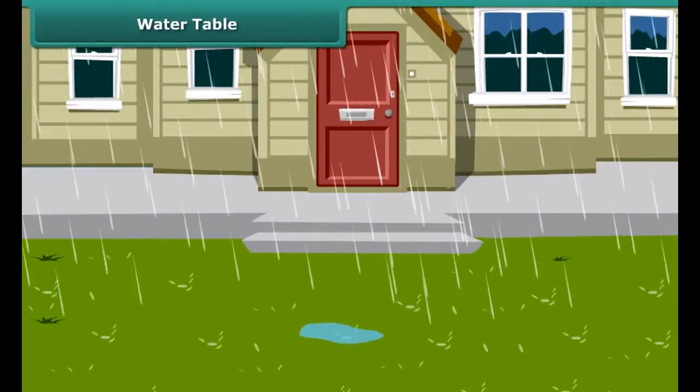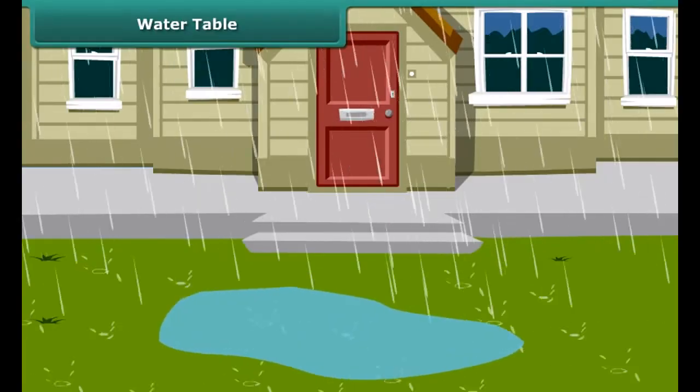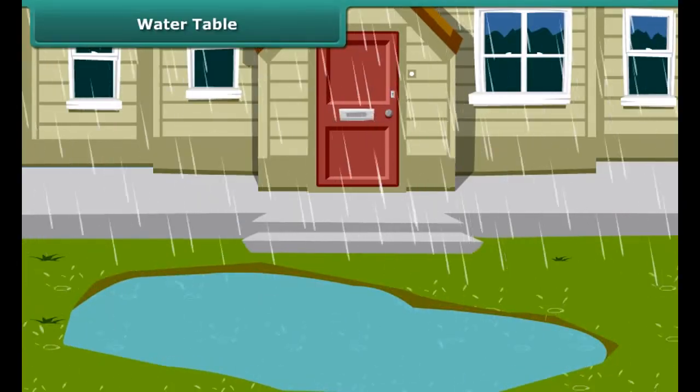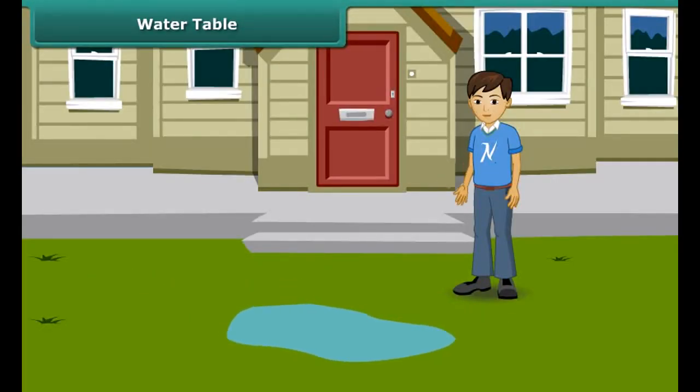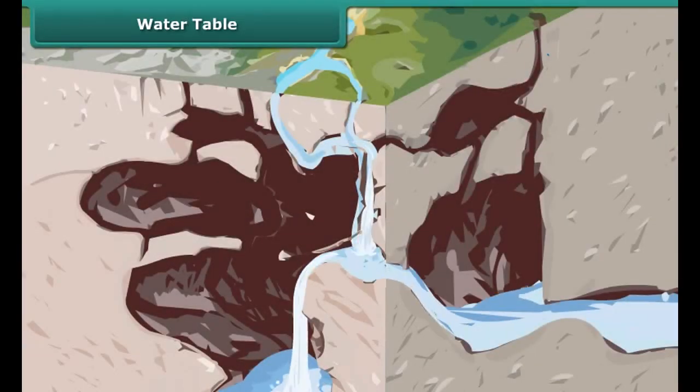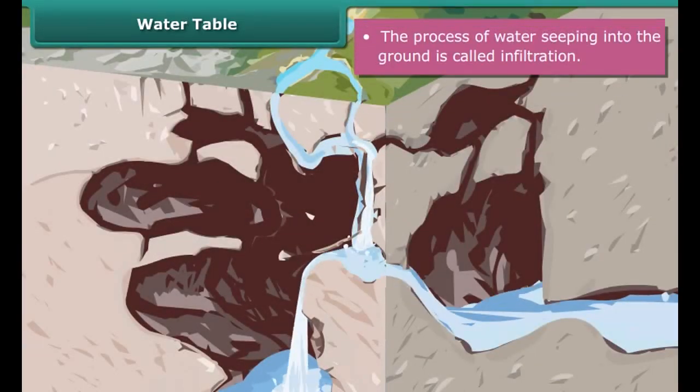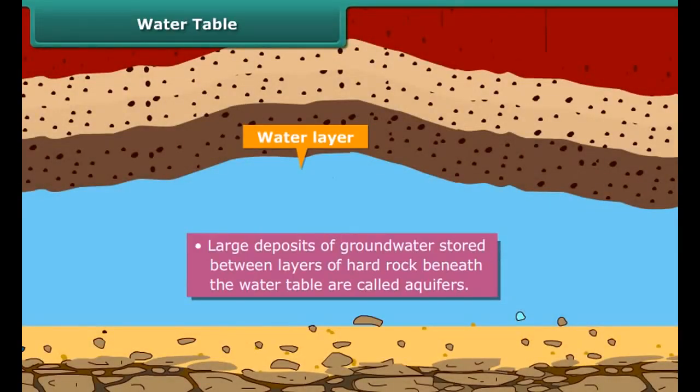You just witnessed heavy showers in your locality. Huge puddles have formed. A few hours later, the puddles are nowhere to be seen. Where has all the water disappeared? It has seeped into the ground. This process of water seeping into the ground is called infiltration. Groundwater gets recharged by this process. Large deposits of groundwater stored between layers of hard rock beneath the water table are known as aquifers.